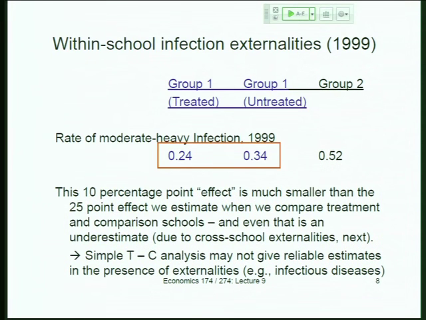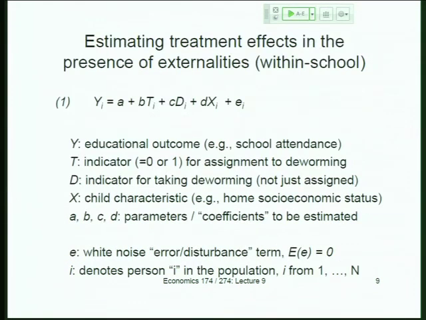What I want to do next is talk about how we would estimate these within-school externalities, and extend the estimation framework we've had so far to consider within-school externalities, and then extend it further to consider cross-school externalities and talk about those different effects. So this is the equation we were leading off with last time. We were just about getting here.